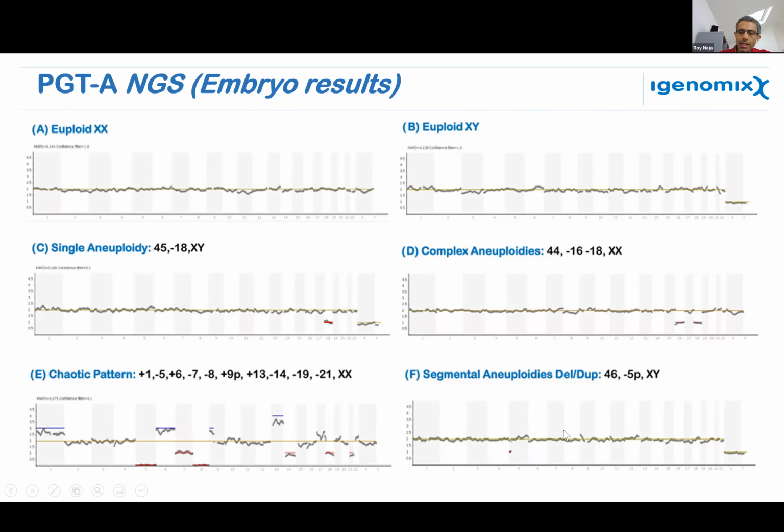And then the technique is also able to detect segmental aneuploidies, as shown here with the loss of minus 5p. Now, if this embryo had been transferred, minus 5p is known to cause Cri-du-Chat syndrome. So a baby would have been born with Cri-du-Chat syndrome.